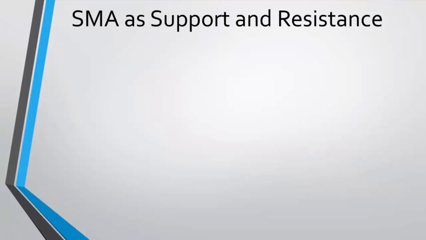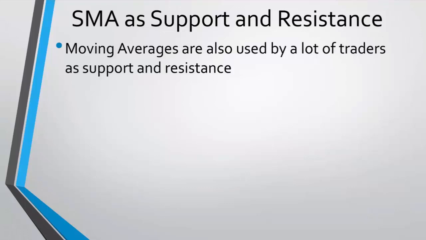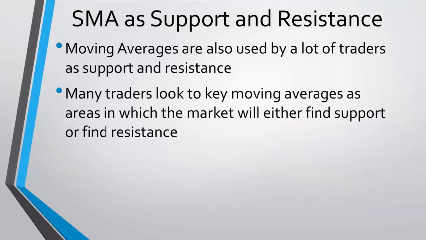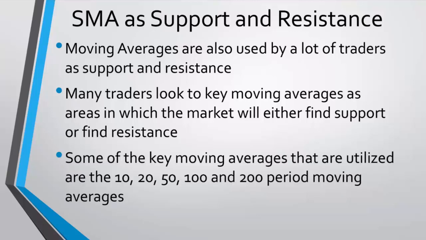Let's look at the concept of the simple moving average as support and resistance. Moving averages are also used by a lot of traders as support and resistance. Many traders look to key moving averages as areas in which the market will either find support or find resistance. Some of the key moving averages that are utilized are the 10, 20, 50, 100, and 200 period moving averages.